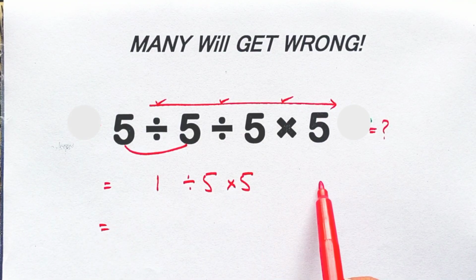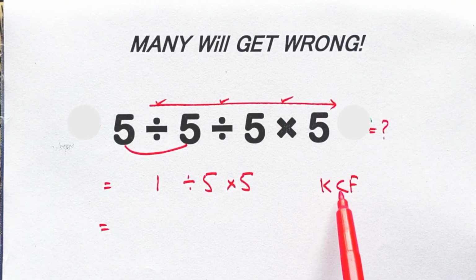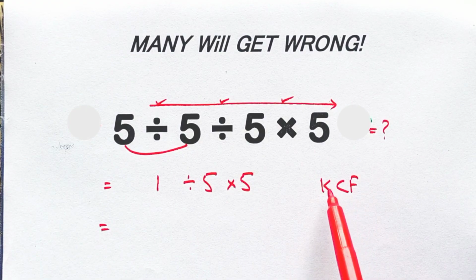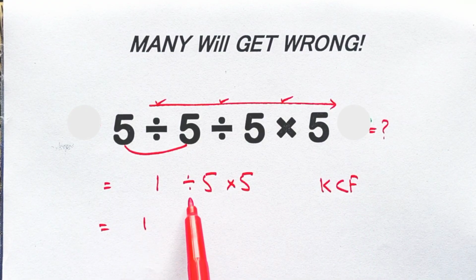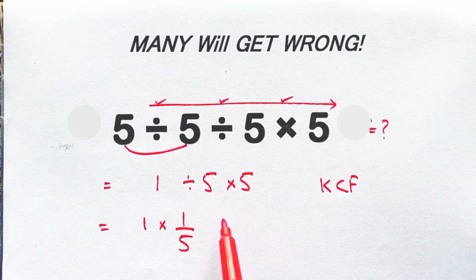As we know the KCF rule, in which we keep the first, change the sign, flip the second fraction. Okay, so it will transform into 1, change the sign from division to multiplication, and change this 5 into 1 over 5. Then times 5.